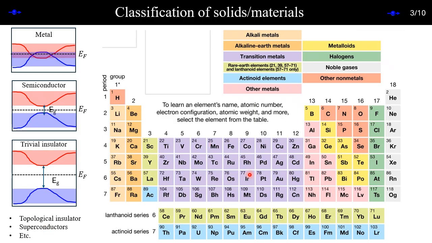This is the entire periodic structure, and you can see that there are several metals and some insulators, and right there we have two key elements for semiconductors, silicon and germanium. There are some more. These are the two important ones, silicon and germanium.